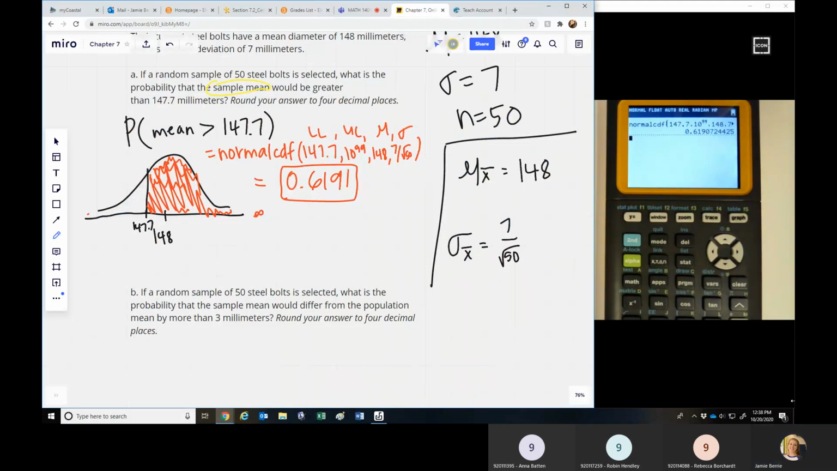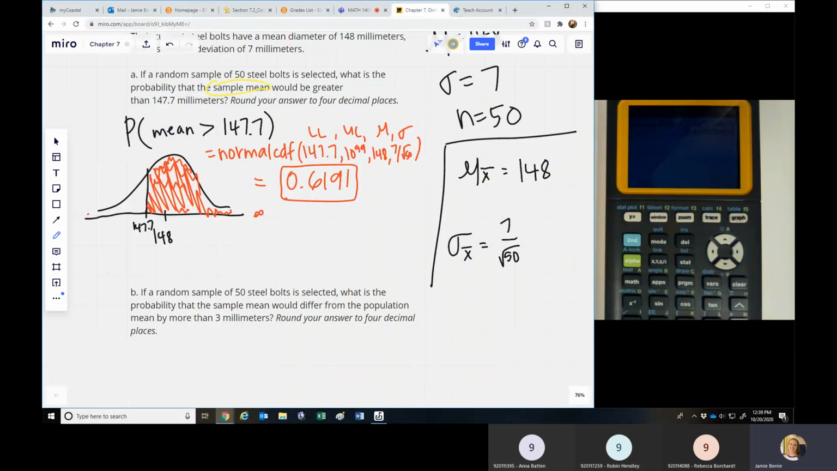Okay. Like I said, the hardest ones in this section are the ones that have that differ by in the problem. Just remember, if it says differ by, you know that you're going to add and subtract that number from the mean. Depending on if it says differ by less than or differ by more than, that'll tell you where to shade.